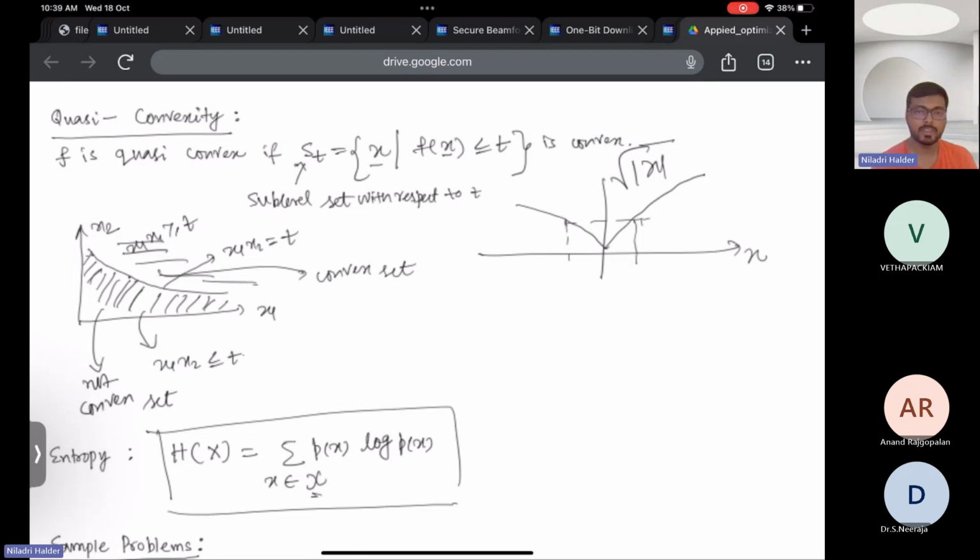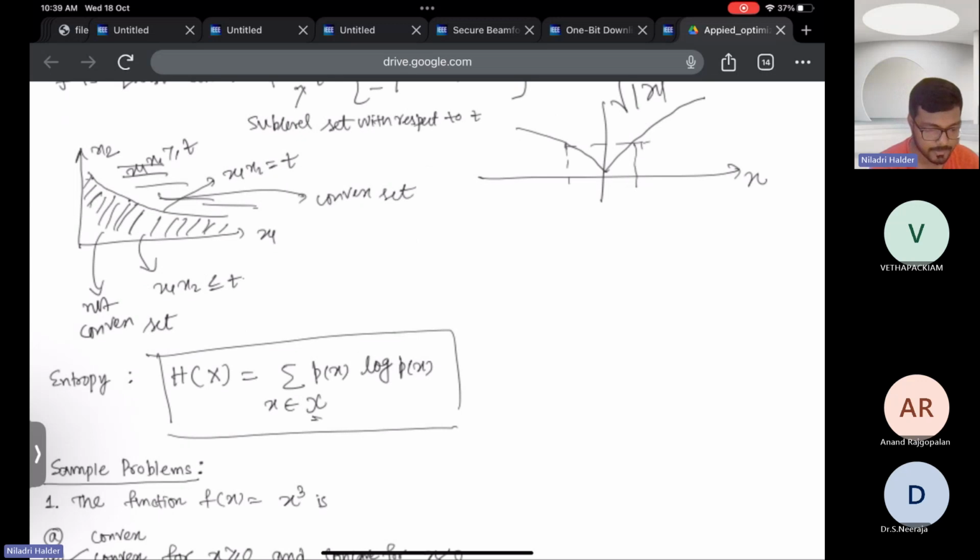So the definition of quasi-convexity is that suppose there is a function f, and there is another set we need to find, S(t), equal to all the values of x such that f(x) is less than or equal to t. If S(t) is a convex set, then we can say that f is a quasi-convex function. This is the quasi-convexity definition.